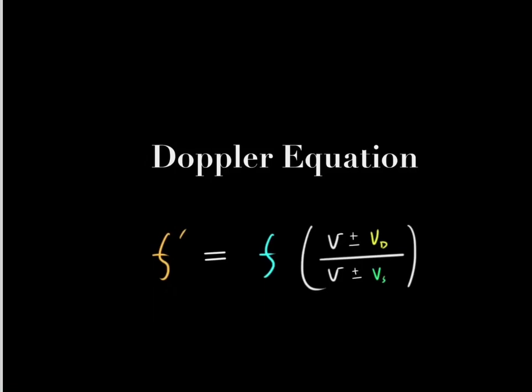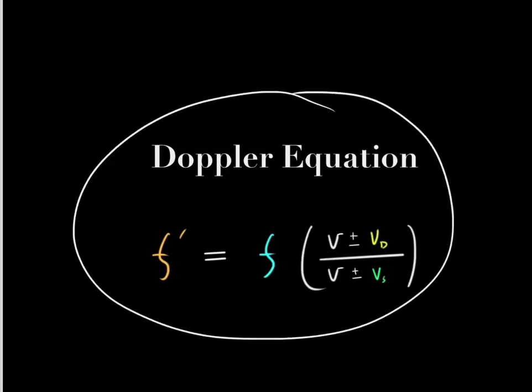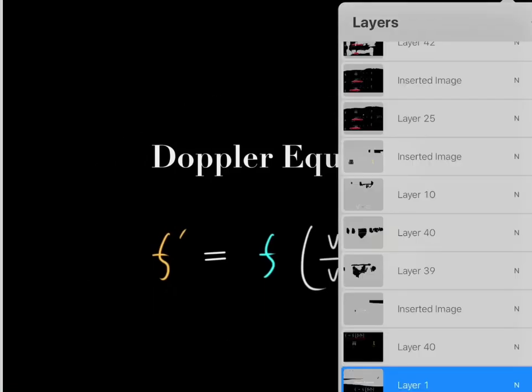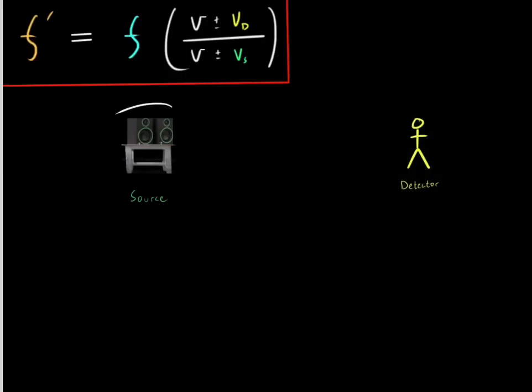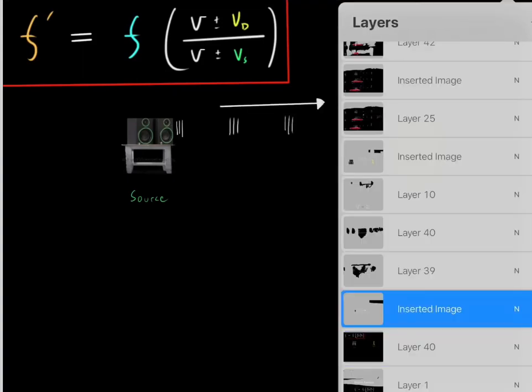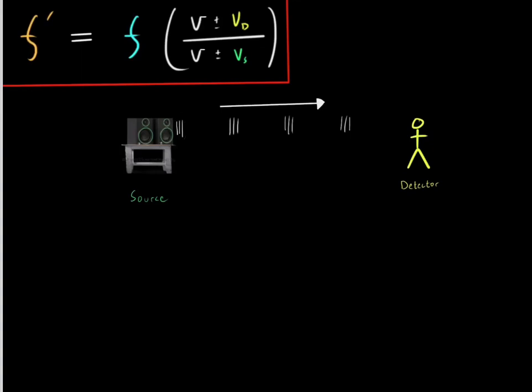So in this video, I want to talk about the Doppler equation and the Doppler effect. So imagine we have the speaker. We know the speaker can create sound. And the way it does that is it vibrates. And when it vibrates nearby air, this air travels, creating a sound wave.